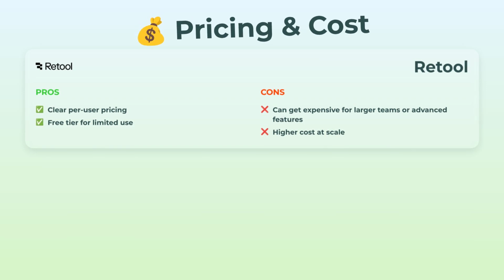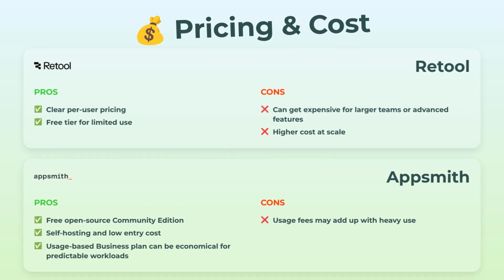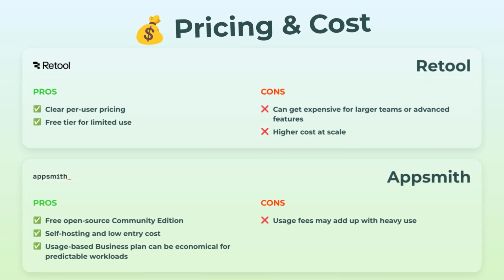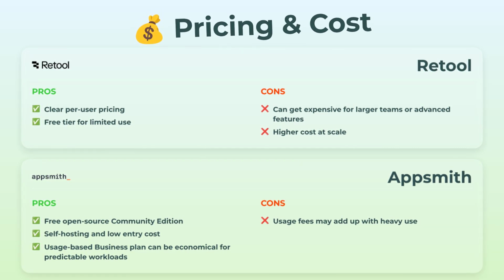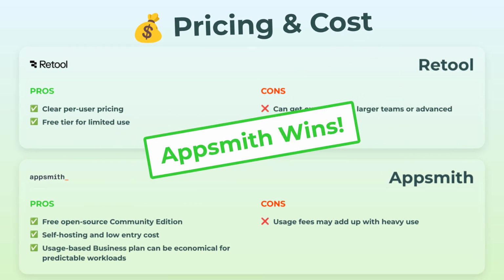Now let's flip to Appsmith. Oh, and here's something cool. It's actually open source, so the community edition is totally free. You can self-host, and the entry-level cost there is super low. If you're just tinkering or running a lean startup, that's huge. They do have a usage-based paid plan, but for most predictable workloads, it can be really budget-friendly. Of course, if you go hard on usage, those fees can creep up. Winner here, Appsmith definitely nails affordability.